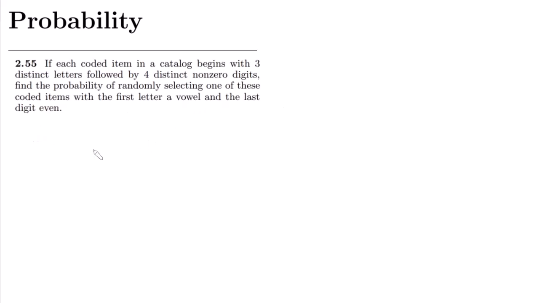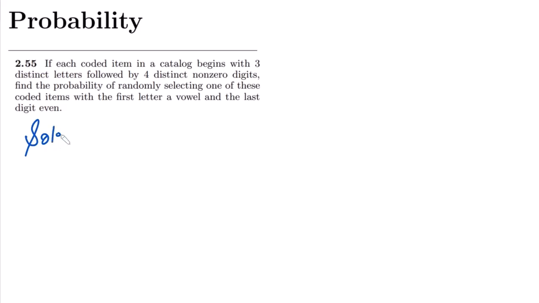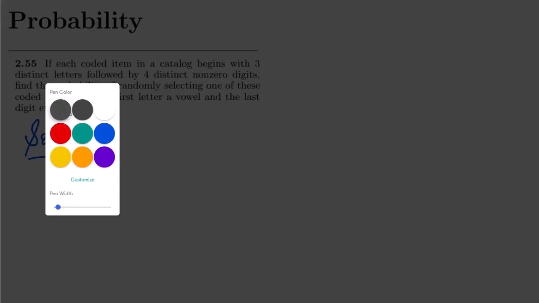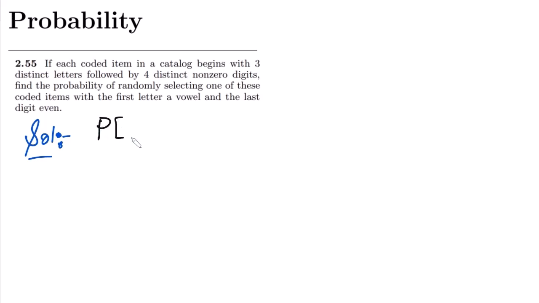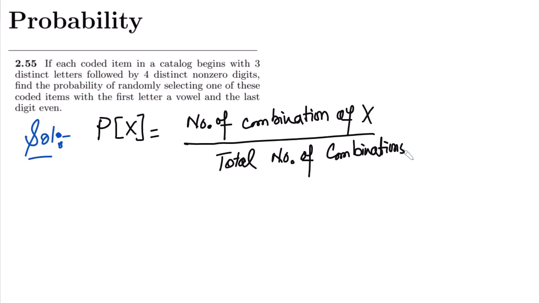Okay, so in these type of questions, what will be the strategy? So let me write here the solution. What can be the strategy here if I want to find out the probability of x? What do I have to find here? I have to find the number of combinations in x divided by the total number of combinations or permutations.